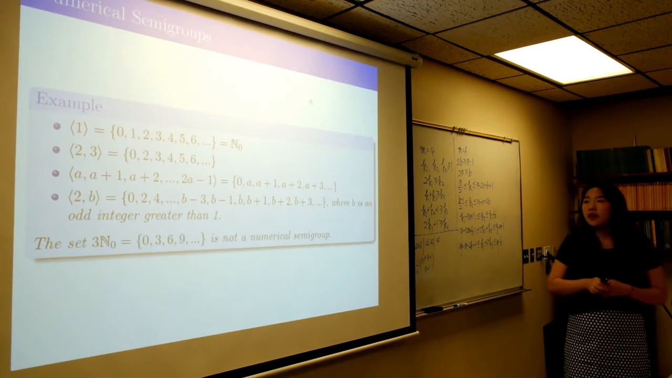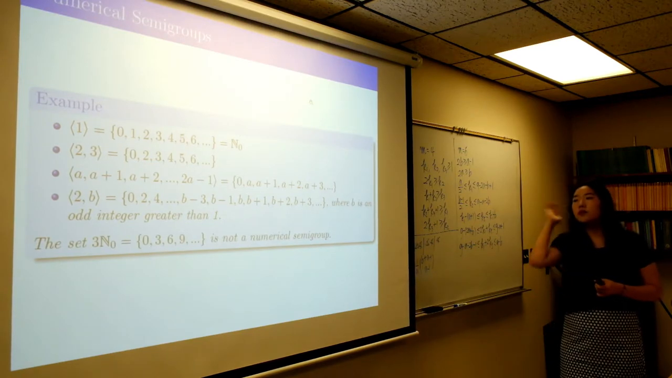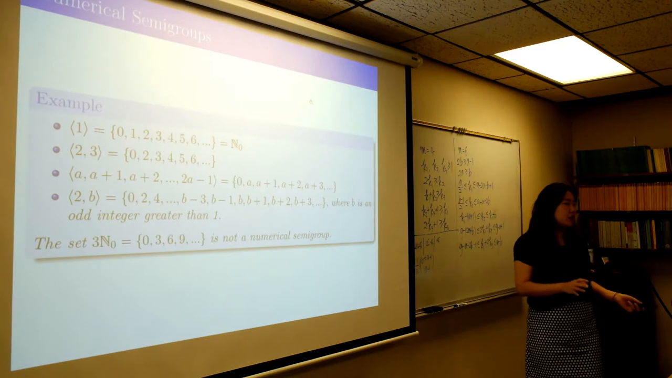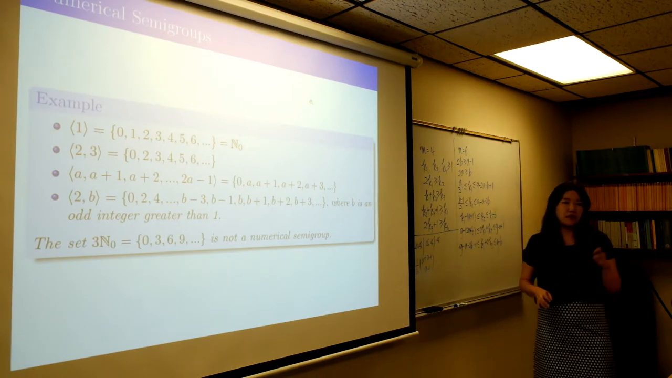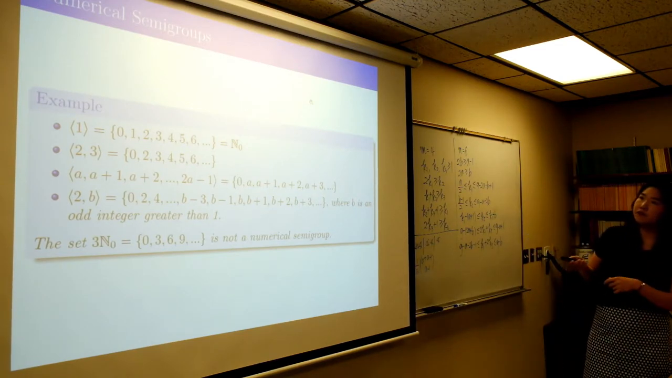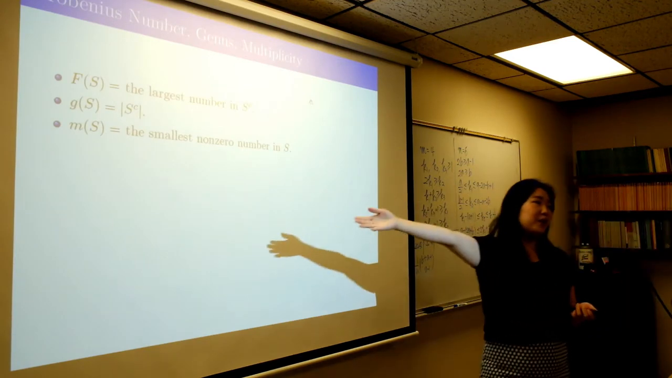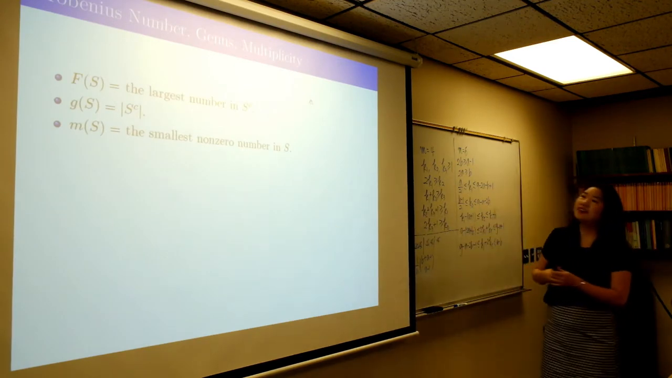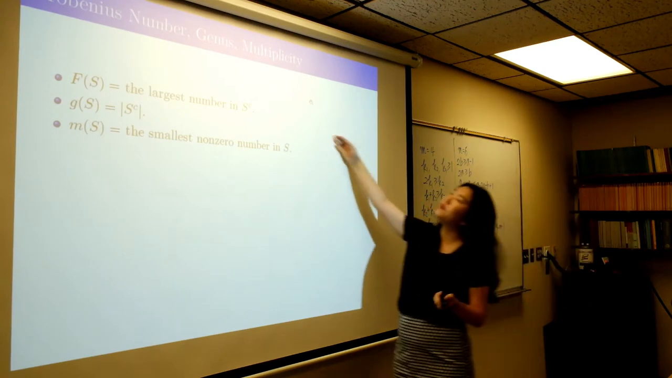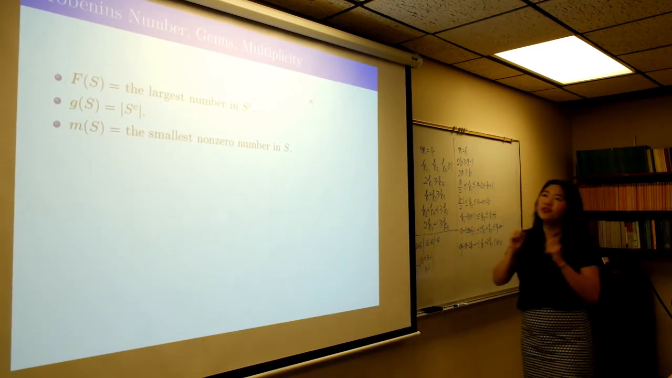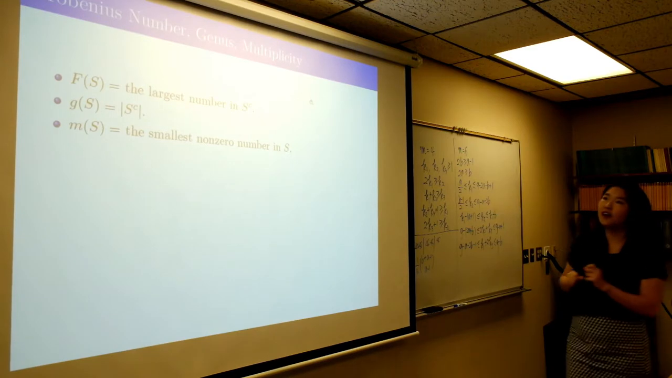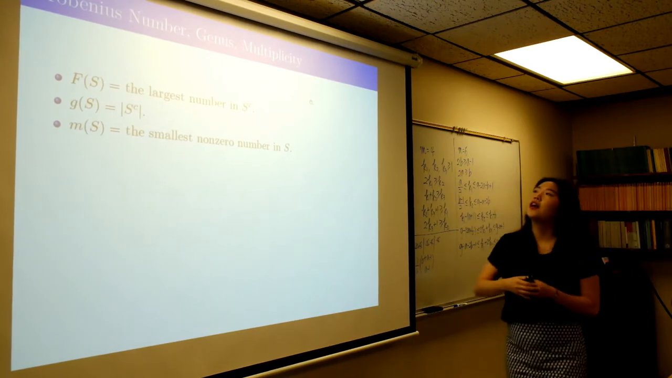However, the set of multiples of 3 is not a numerical semigroup because the complement is not finite. And these are the three terms I wrote on the board. I'm going to refer to them a lot, so just in case you forget in the middle of the talk, you may refer to the board.